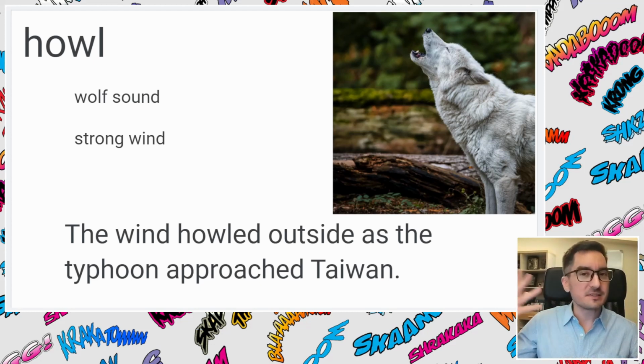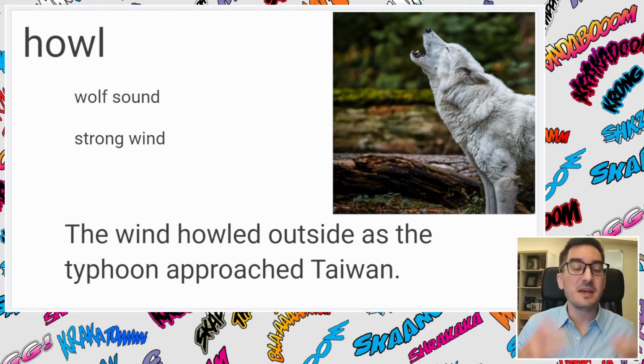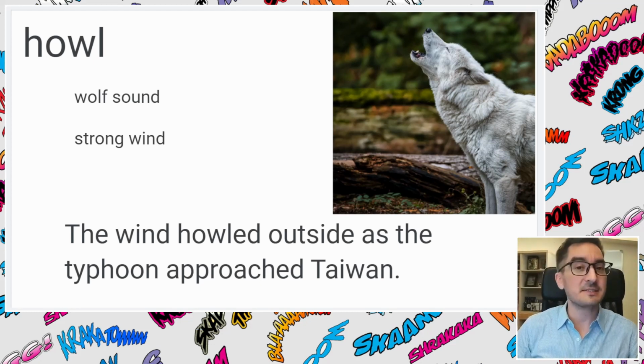Now, howl is that sound, and we can apply that to other things that make a similar sound, like a strong wind. When the wind outside is really strong, it will howl like a wolf. Right? And so we can say that the wind is really strong and it's blowing. The wind howled outside as the typhoon approached Taiwan. So the typhoon is approaching Taiwan. It's coming closer. So the wind howled outside as the typhoon approached Taiwan. So you could say this all the time.